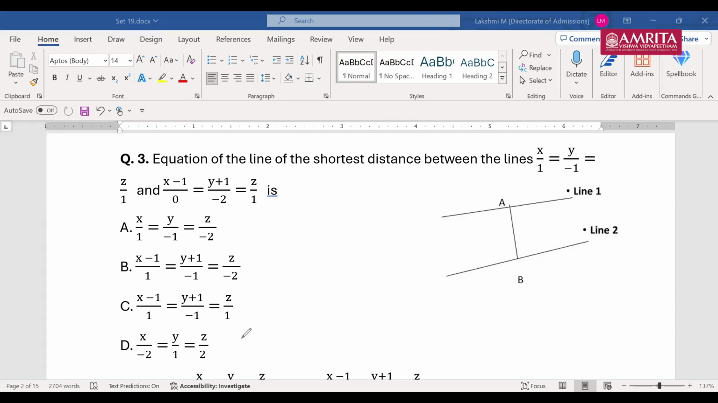It has to be in this format because when you're solving it, you have to check which format it's given in. The first option is x by 1 equal to y by minus 1 equal to z by minus 2. The second one is x minus 1 by 1 equal to y plus 1 by minus 1 equal to z by minus 2. The third option is x minus 1 by 1 equal to y plus 1 by minus 1 equal to z by 1. And the fourth option is x by minus 2 equal to y by 1 equal to z by 2.